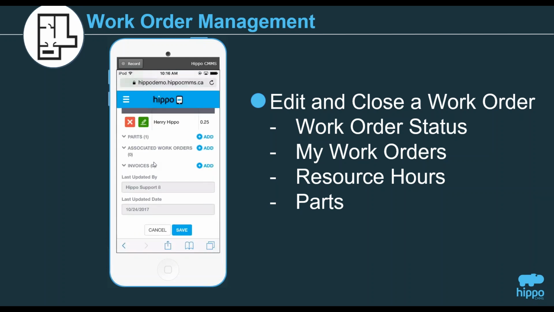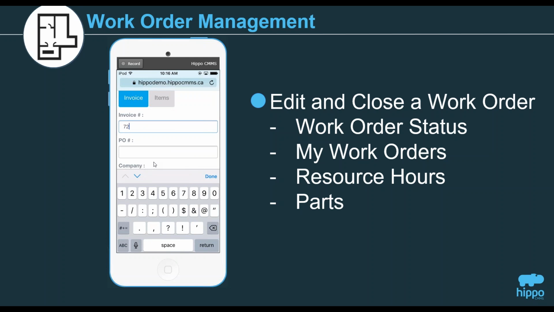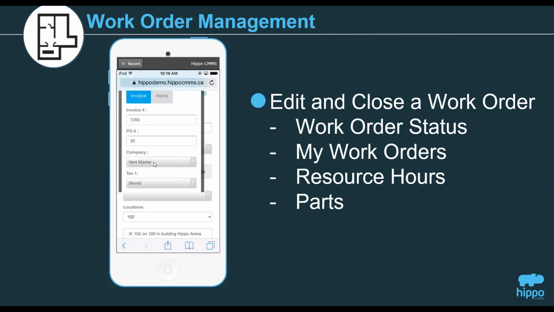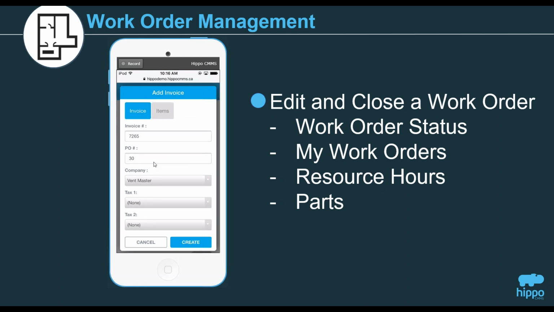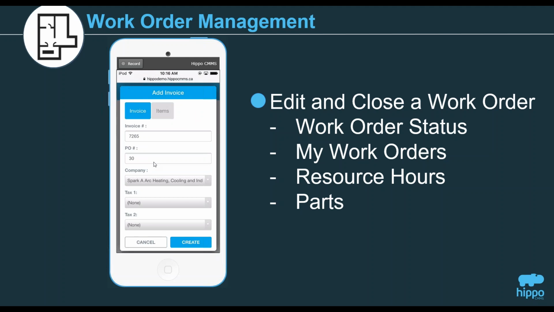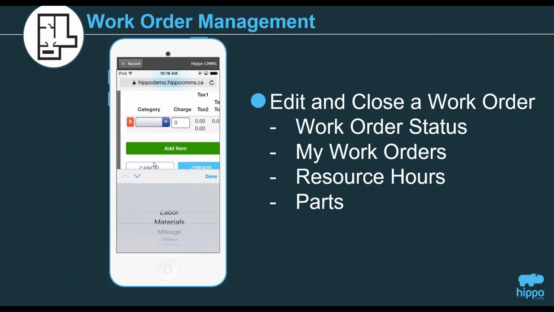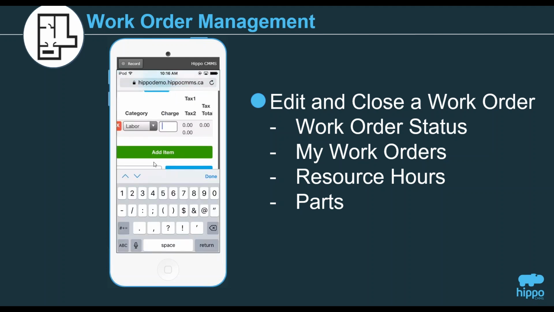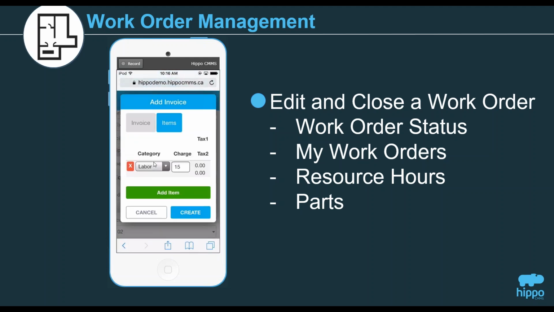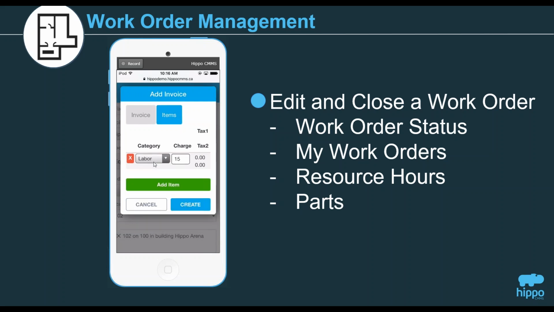And as well, maybe I want to add an invoice. I'll click add. And then you just start adding your invoice information. 7265. Add in a PO number. What company did you get this invoice from? Okay, and then you start adding your items. Let's say they just charged $15 of labor. Okay.